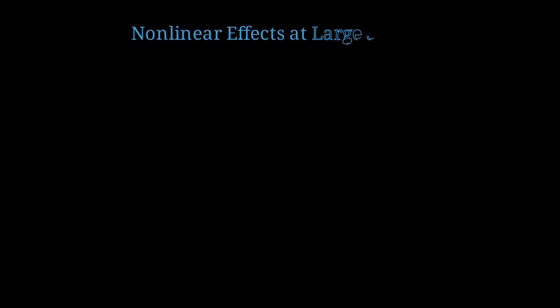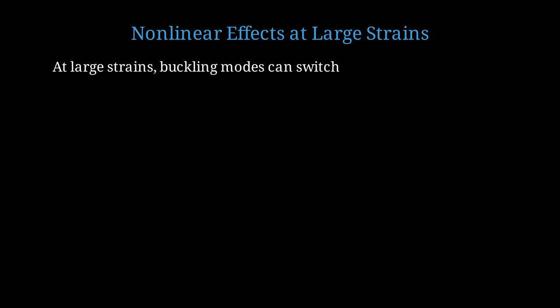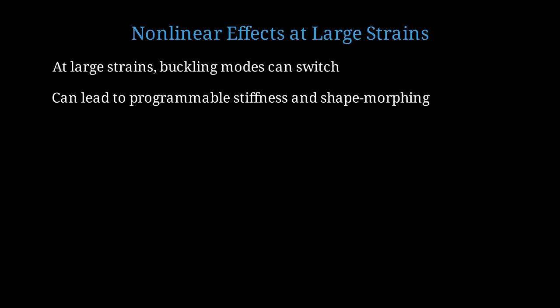So far we've discussed small deformations where the response is linear. But what happens at large strains? This is where things get really interesting. At large strains, the buckling modes can switch. A beam that was buckling in one direction might suddenly snap to buckle in another direction. This creates strongly nonlinear behavior. This nonlinearity can be exploited for programmable stiffness and shape morphing. By controlling the loading path, you can guide the structure through different configurations.